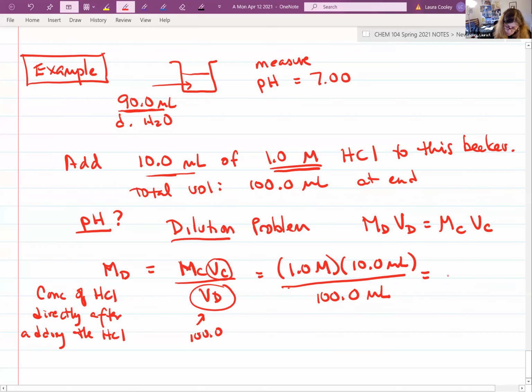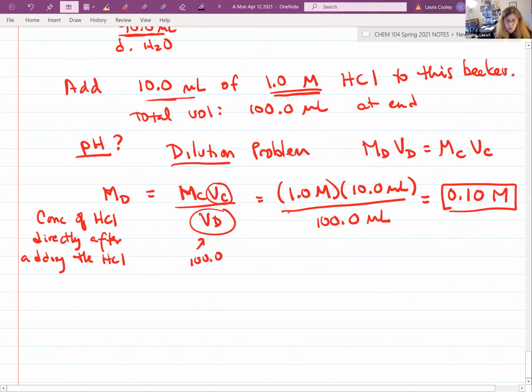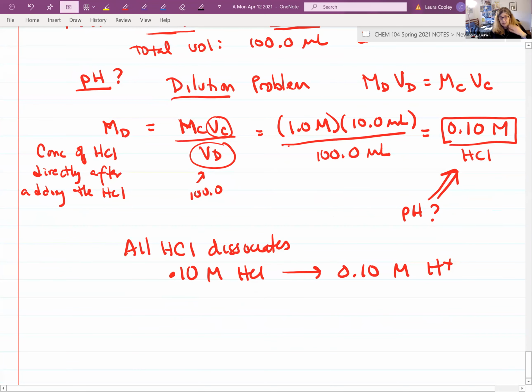And this comes out to 0.10 molar, 10th molar. Okay, so I've just made a 0.10 molar solution of HCl. What is the pH of that solution? Well, all the HCl dissociates. 0.1 molar HCl gives me 0.1 molar H plus, right? Because it's a strong acid. So the pH is the negative log of that 0.10, which is 1.00.